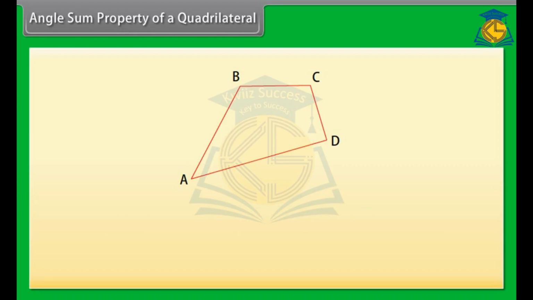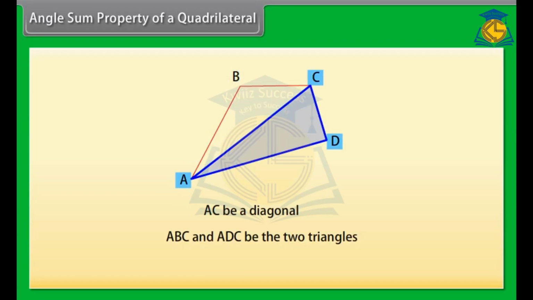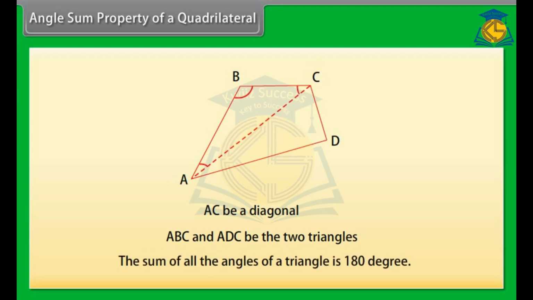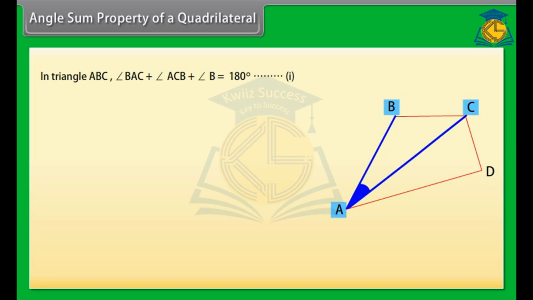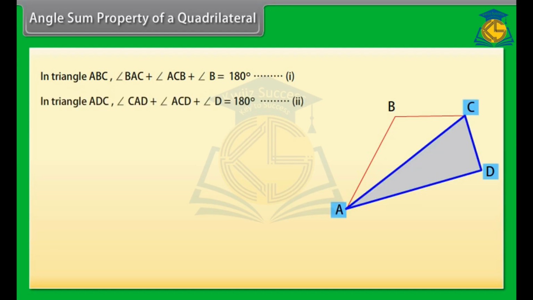To find the sum, let's divide this quadrilateral into 2 triangles by drawing a diagonal. Let AC be a diagonal and ABC and ADC be the 2 triangles. We know that the sum of all the angles of a triangle is 180 degrees. Therefore, in triangle ABC, angle BAC plus angle ACB plus angle B is equal to 180 degrees. Mark it as 1. Similarly, in triangle ADC, angle CAD plus angle ACD plus angle D is equal to 180 degrees. Mark it as 2.